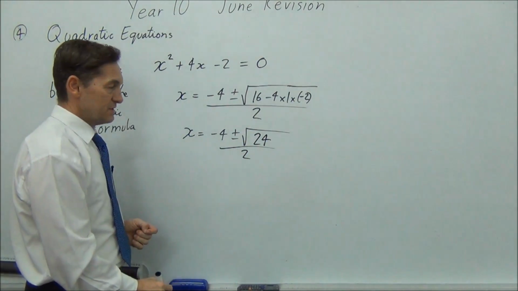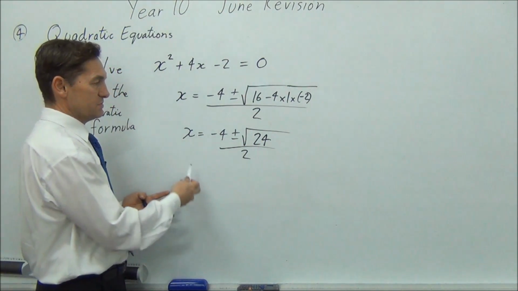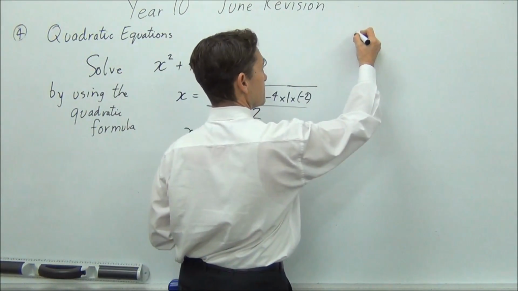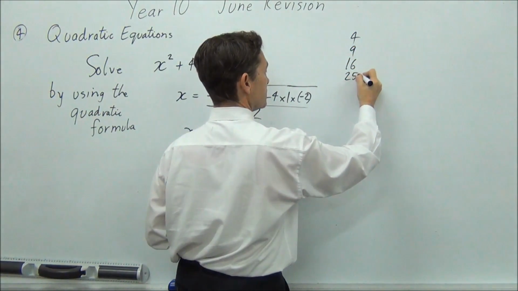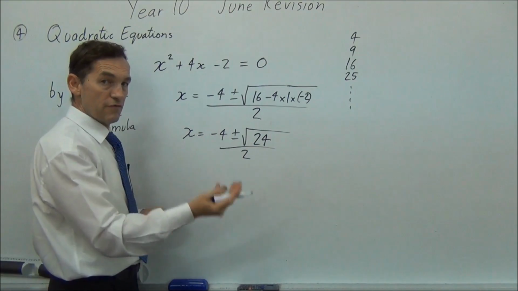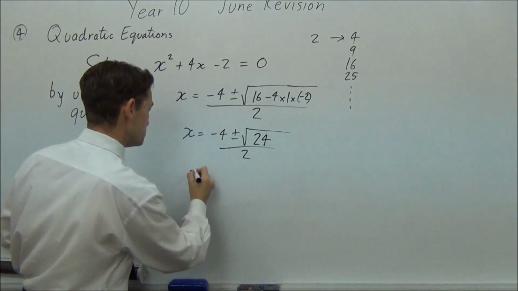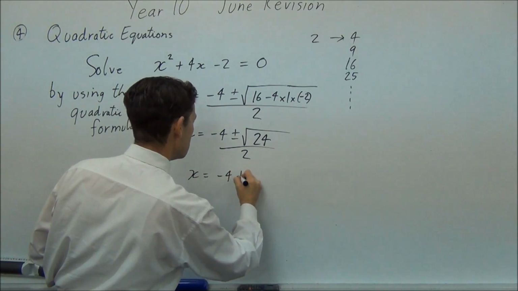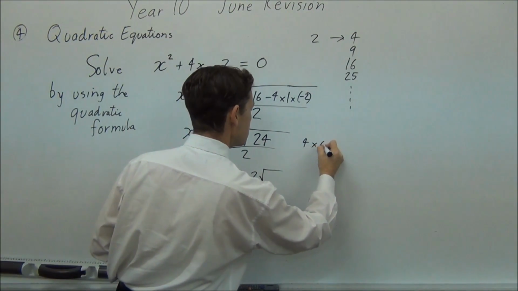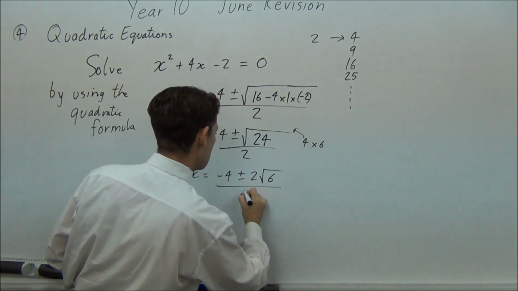Now, when you get an answer like that, you need to simplify this, because that would only get you half marks, because they would expect you to recognise that I can put a square number in there. So you want to be able to put a 4, 9, 16, 25, and so on. One of the squares can go in there, and that can actually simplify to 4 times 6. Bingo, we've got a square, so that's going to come out and be a 2. So this will actually equal minus 4 plus or minus 2 root 6, over 2.